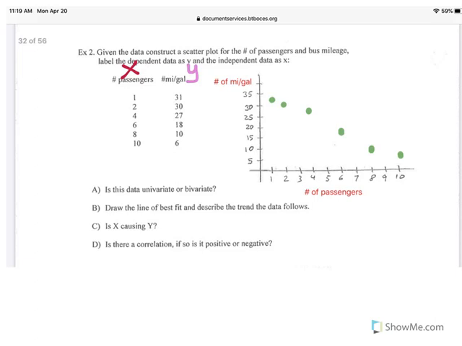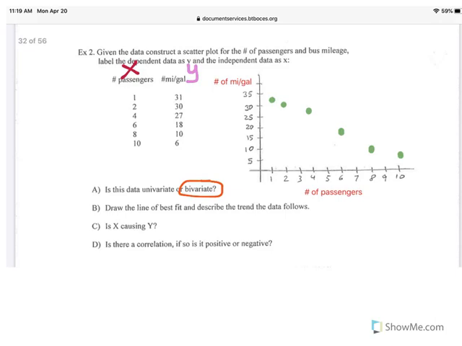Is this data univariate or bivariate? Remember, it can never be both. It's either one or the other. And so you need to circle which one it is. And in the beginning of these notes, I said that all scatter plots are bivariate because you're comparing two different types of data. In this scenario, we're comparing the number of passengers to the number of miles per gallon.